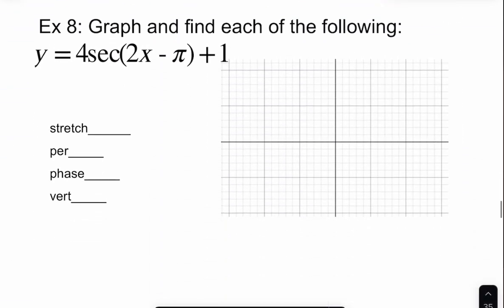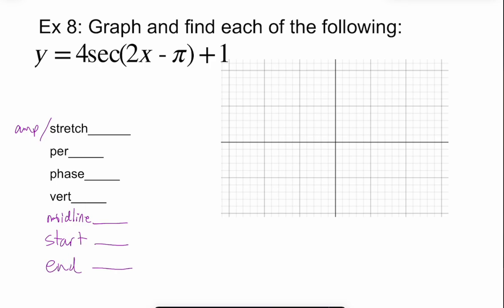Okay, so now let's do one more. Okay. So the stretch is just the amplitude. Technically, it's not an amplitude. It doesn't have a wave height, but you can call it a stretch for these as well. Okay, let's put on there a midline. Let's put on there the start and the end. I think that's about everything.